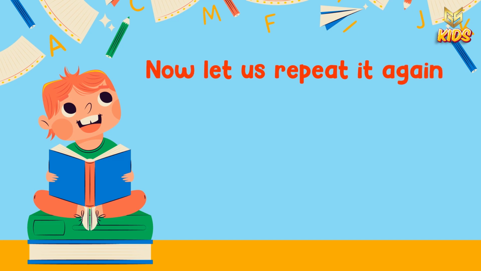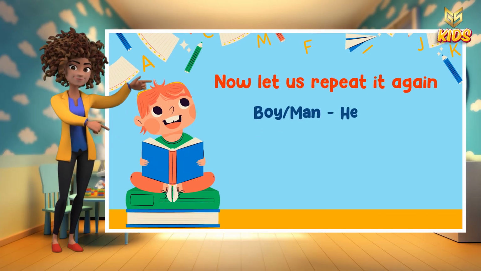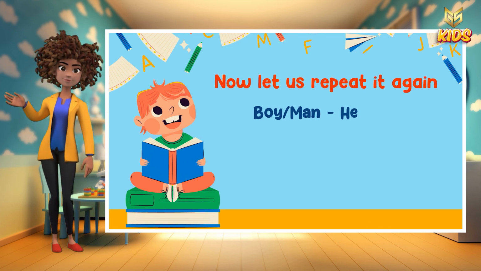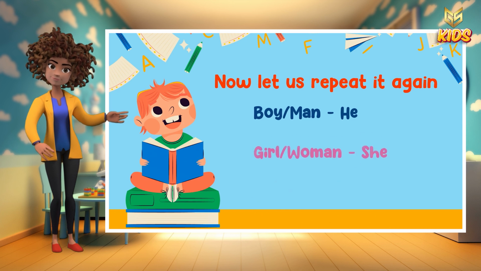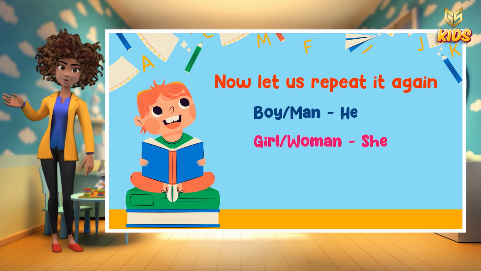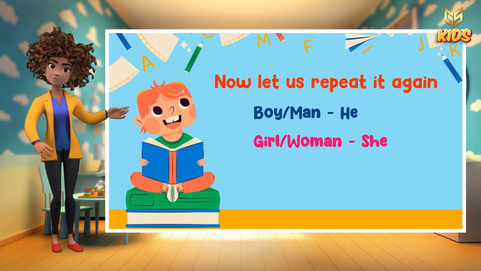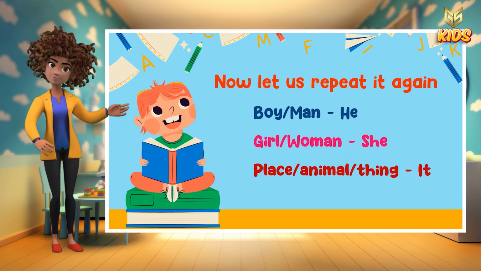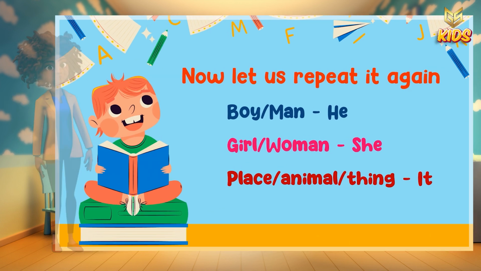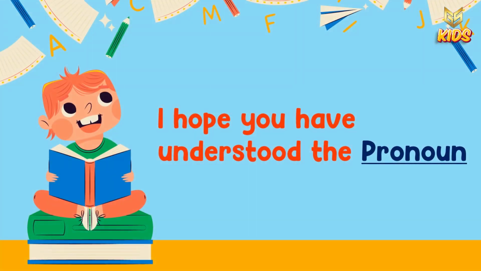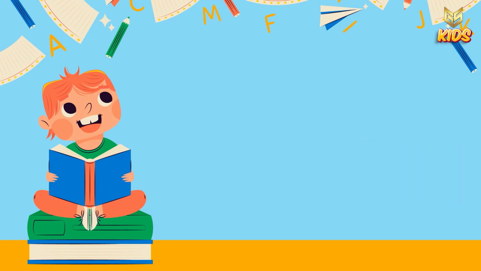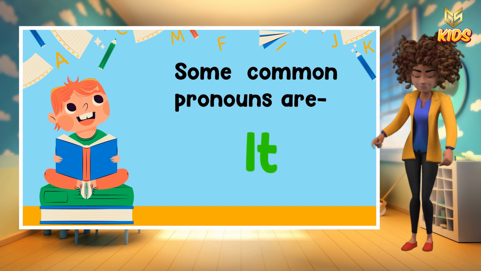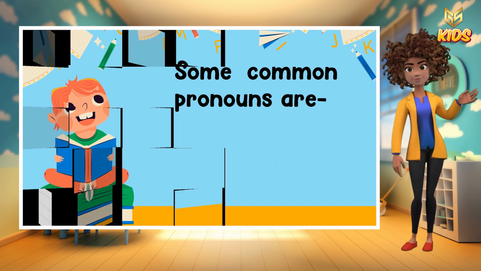So now let's repeat it again. Boy, man, we use he. When there is a boy or a man, we will use the pronoun he. When there is a girl or a woman, we will use the pronoun she. And when there is a place, animal or thing, we will use the pronoun it. I hope you have understood the uses of pronoun. We will use the pronouns he, she and it. These are the commonly used pronouns.